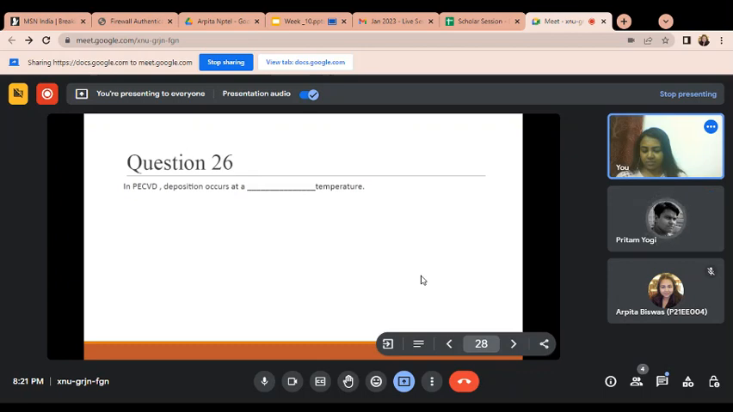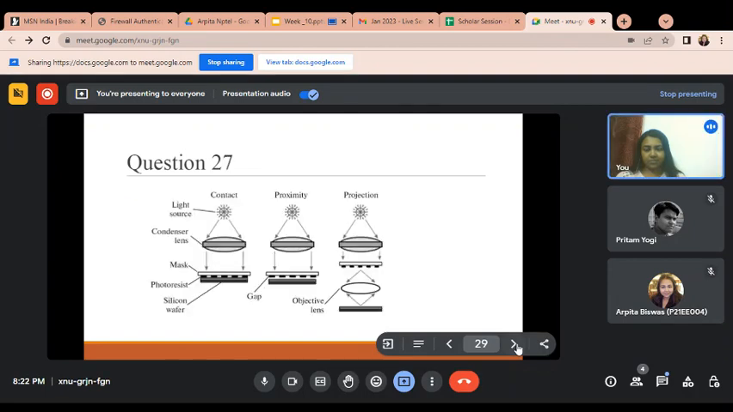Room temperature. It means lower or higher temperature required in PECVD? Lower temperature. Yes. And this is about the optical printing lithography process. Can you explain?